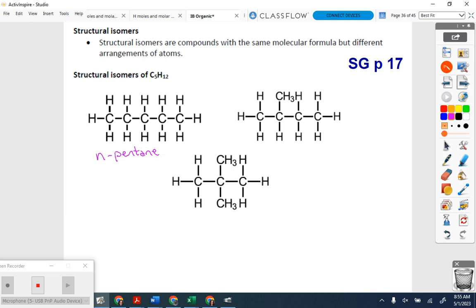But there are 2 molecules with exactly the same molecular formula, exactly the same number of atoms of different elements, but with different structures. So here we've got a branch on a 4-carbon chain. So this would be 2-methylbutane.